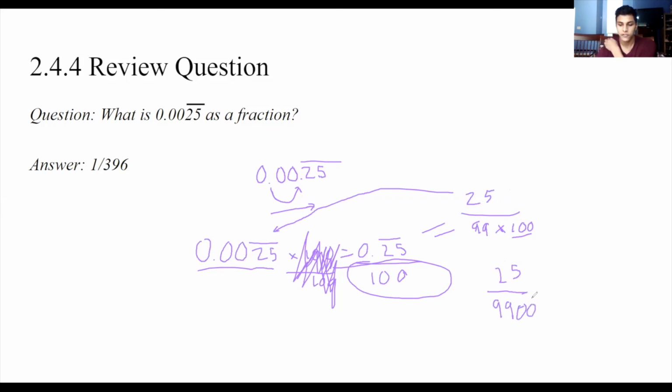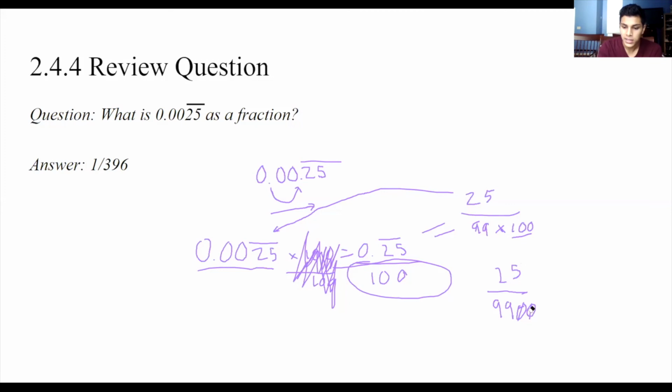Well, I see that this fraction ends in 0, so I know it's divisible by 5. And it actually ends in 2 zeros, which means it's actually divisible by 25 as well, in case you didn't know that trick, because 25 is 5 times 5. So if I divide, I shouldn't have crossed these off because that's not how you simplify it.